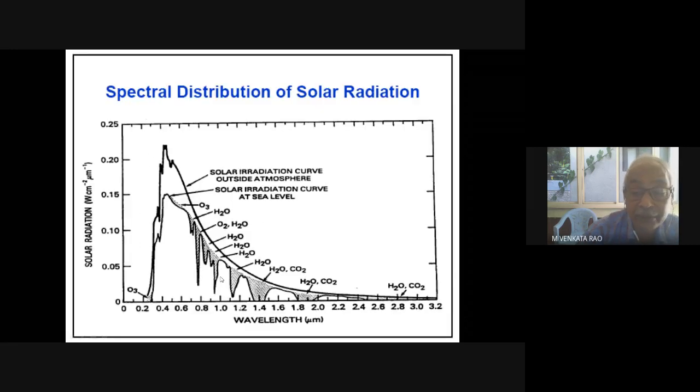As I mentioned last time, I showed this. The radiation coming from the sun will not fully reach the Earth, because in the atmosphere there are a lot of constituents like ozone, water vapor, oxygen, carbon dioxide, and other gases. They absorb some of the radiation. These are all absorption bands. Whichever peaks are there, these peaks only we have to select for remote sensing, because they go through the atmosphere.